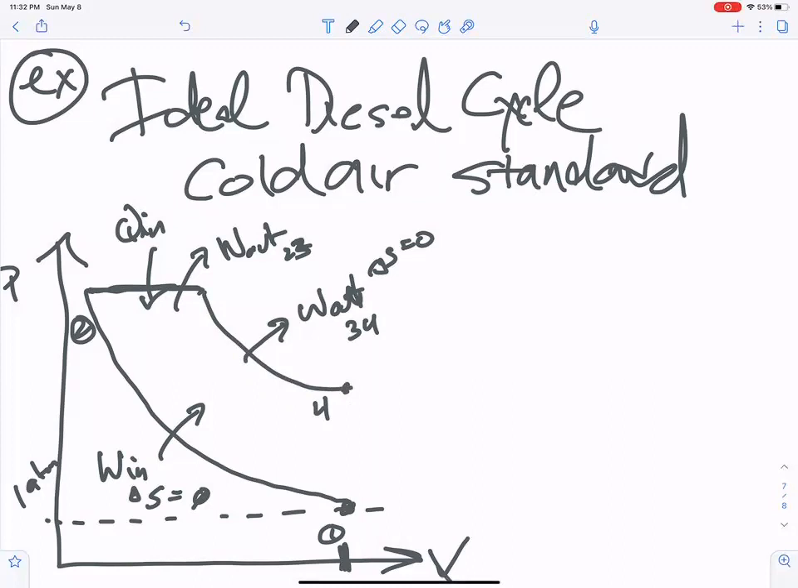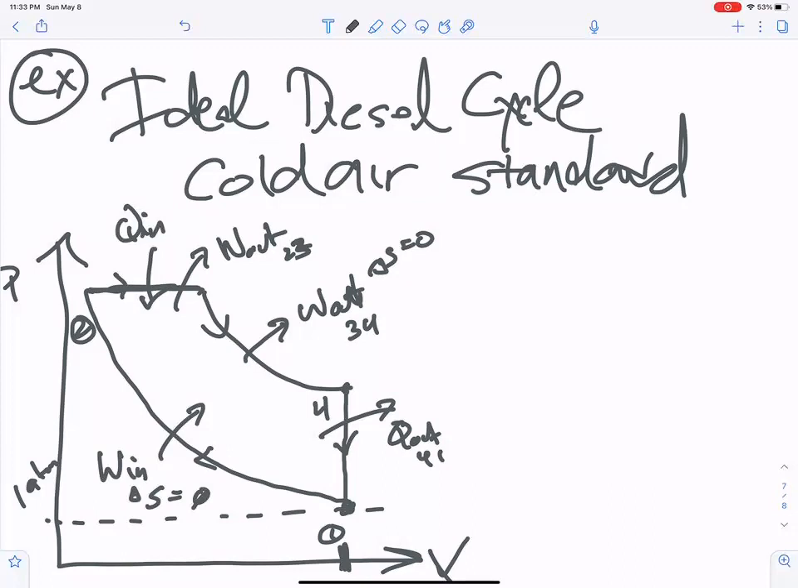Then to get back to your original state in the ideal case, you do not exhaust the spent combustion products. You just simply have this heat exchange, exhaust-like stage from 4 to 1. And so this is the cold air standard. It's the same pocket of air undergoing 4 states, and it begins at state 1 and ends at state 1. Same pocket of air. Even though it's simplified, and we're going to simplify it even more with the cold air standard, it's still going to give us some nice physical insights.